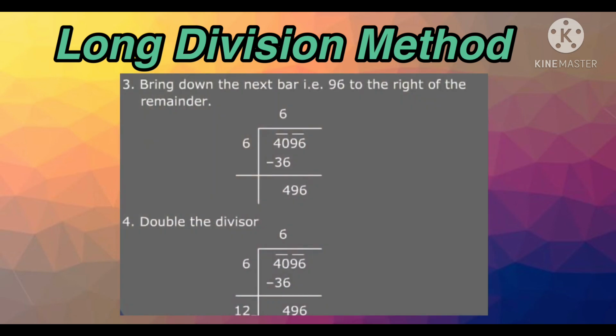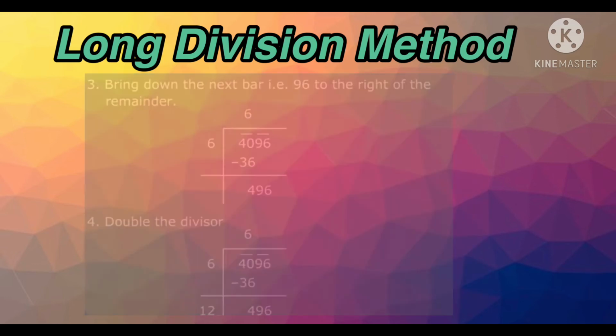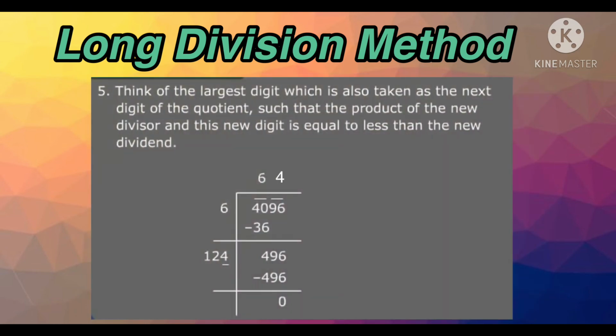Now bring down the next pair, that is 96, to the right of the remainder. So we get 496. Now double the divisor, so we get 12 here. Now think of the largest digit, which is also taken as the next digit of the quotient, such that the product of the new divisor and this new digit is equal to or less than the new dividend. So 124 times 4 gives us 496, which gives us remainder 0. So 64 is the square root of the number.